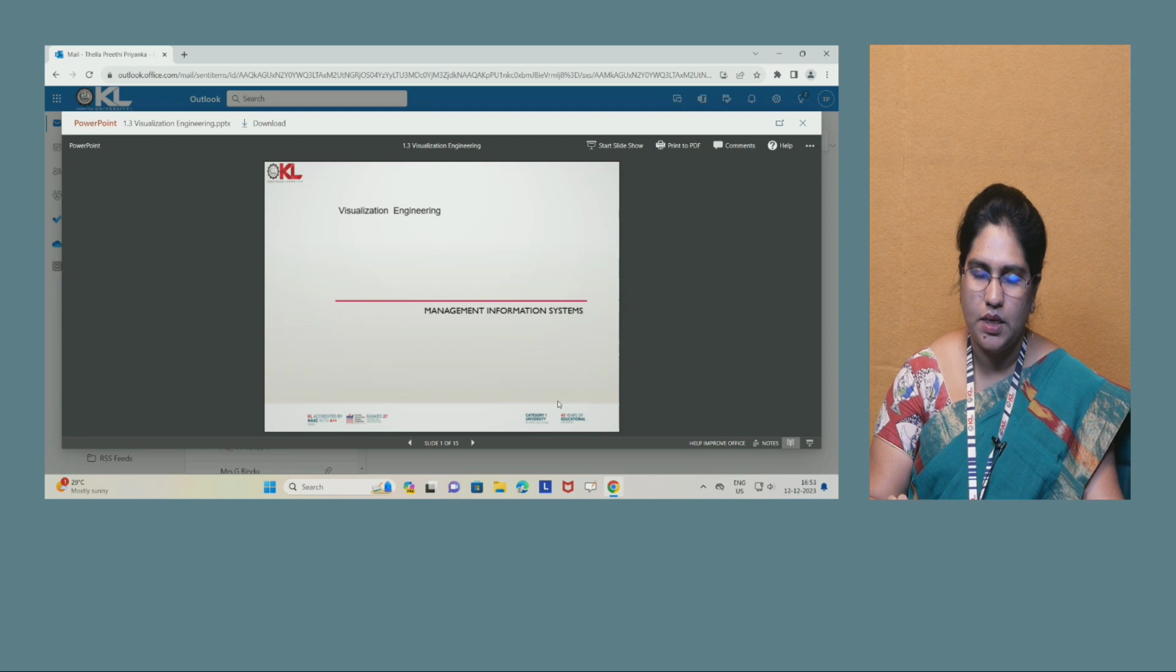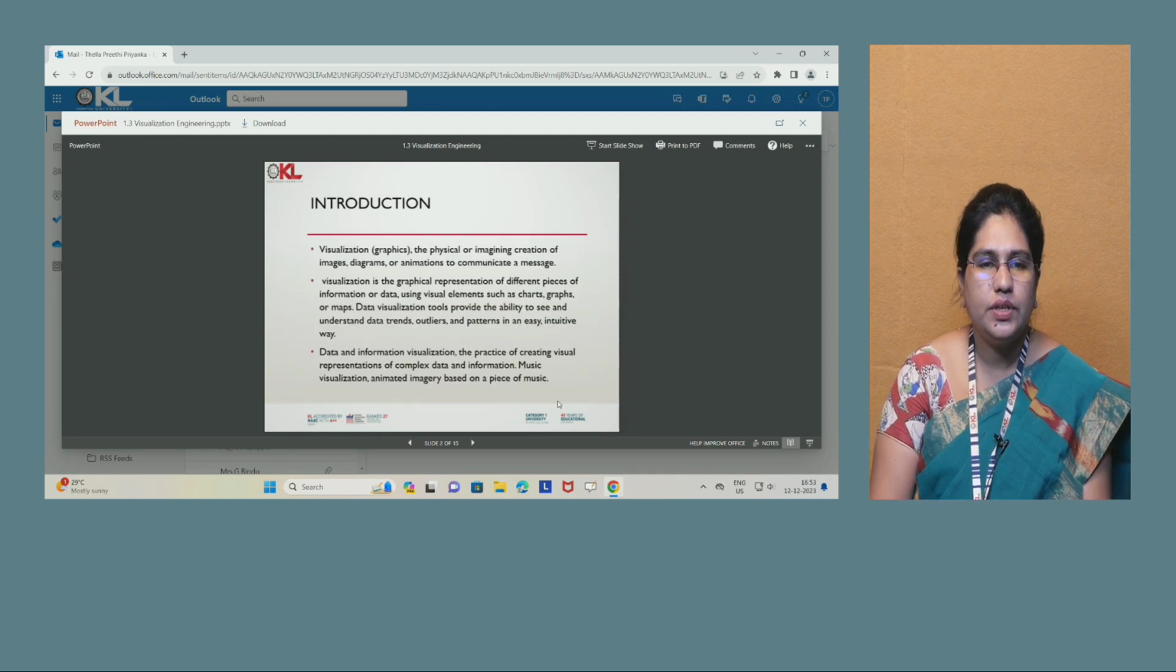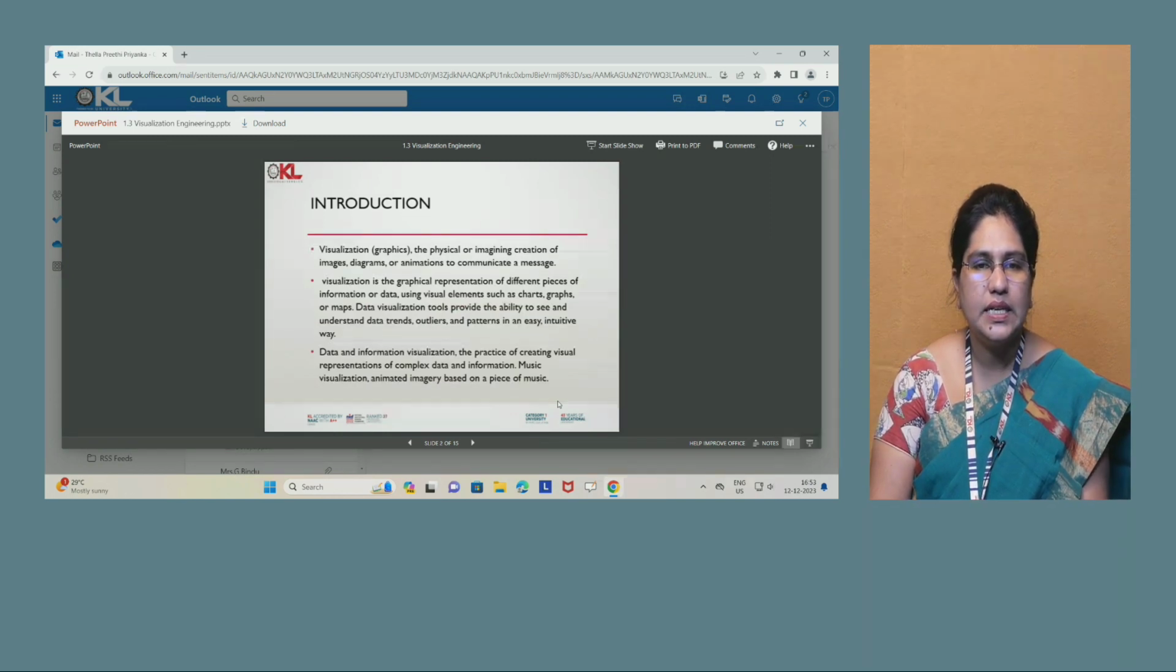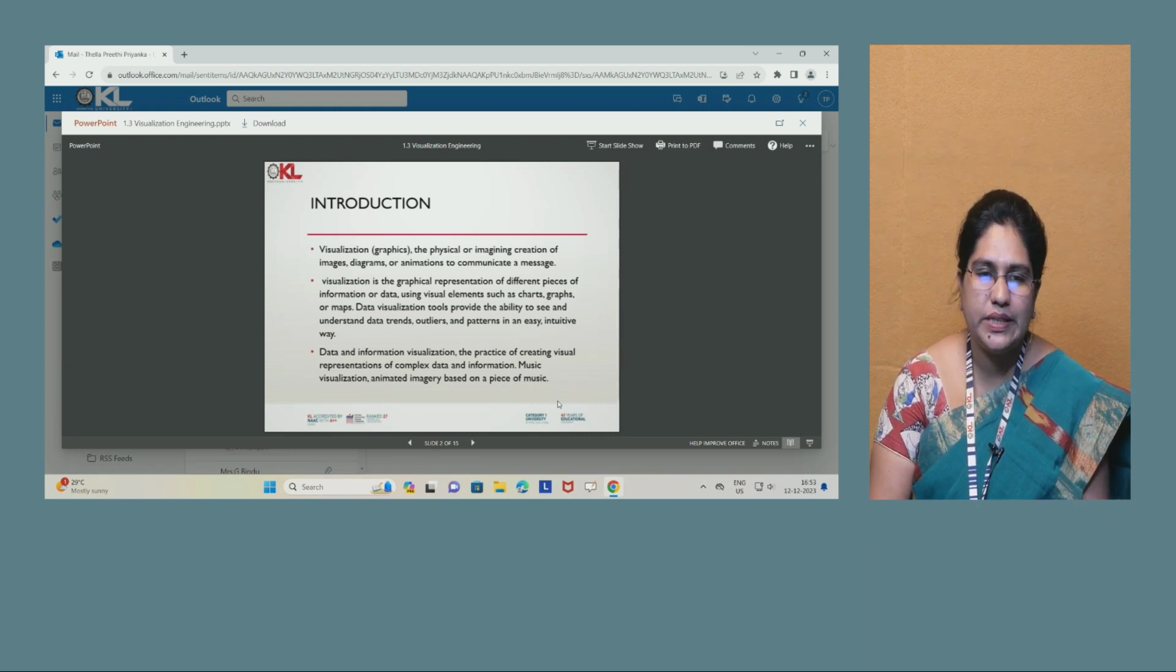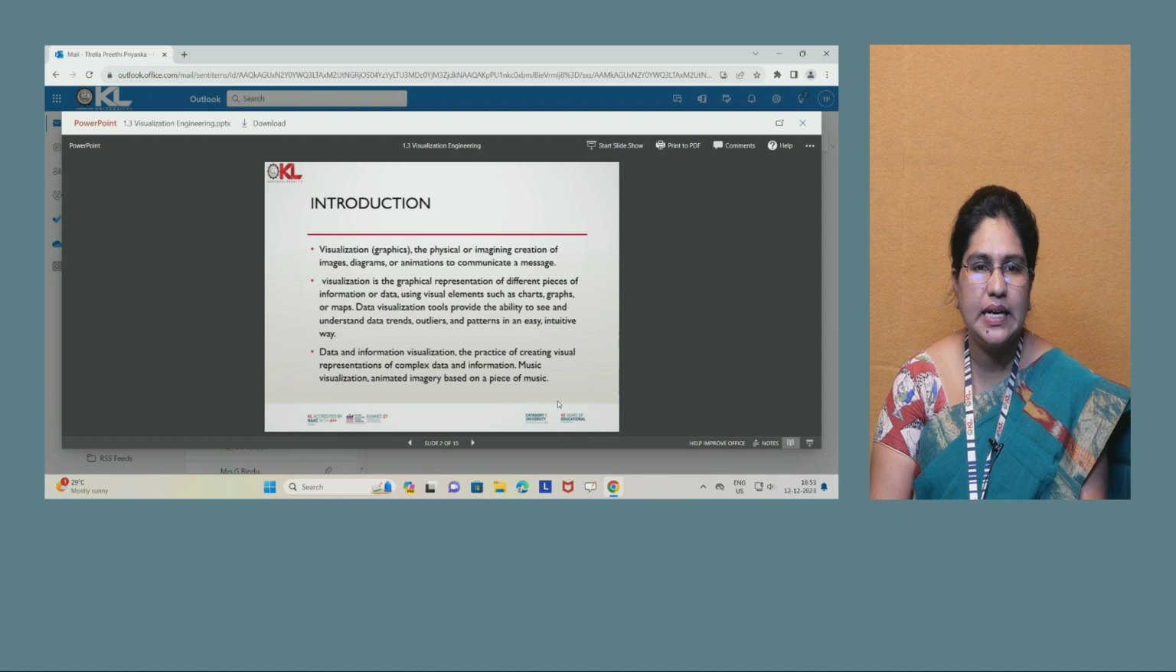Now I am going to discuss visualization engineering, which comes under the subject of management information system. So the introduction to visualization or graphics is that it is the creation of images with the help of diagrams and animations to communicate a message. It is not verbal, but a form of graphics which can be identified by visualization.